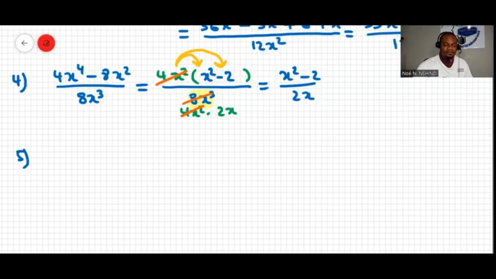Now question 5 will be 2x minus 3 plus 4x squared all over 2x all to the power of 2.